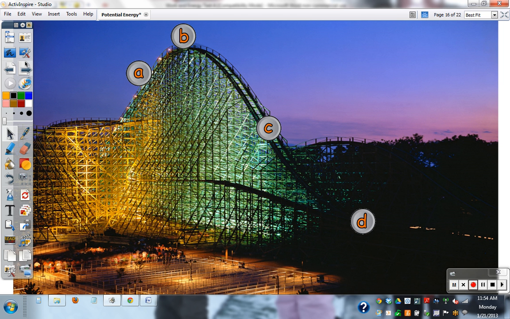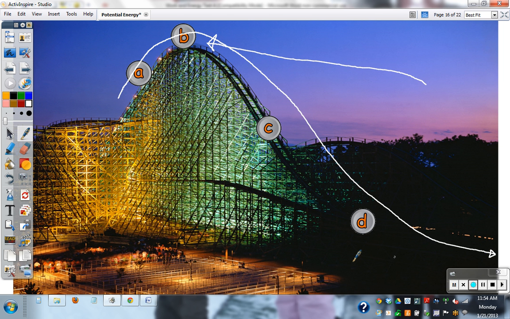One more question. Now, which object has the most potential energy? Object B. If this is a roller coaster, it has the most potential energy, losing potential energy as you go down.